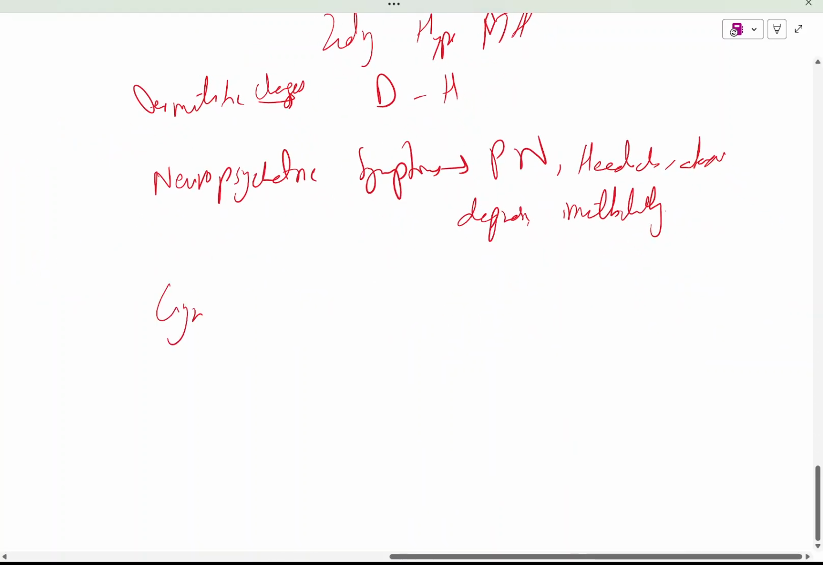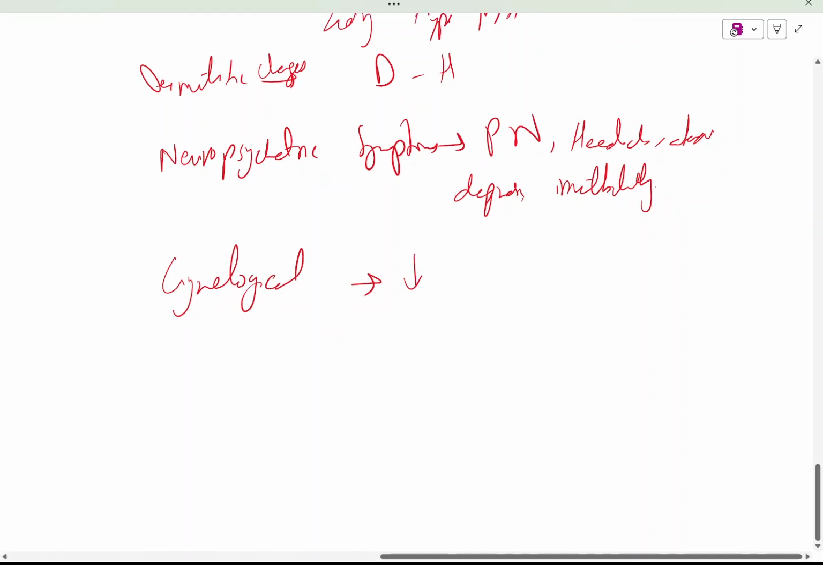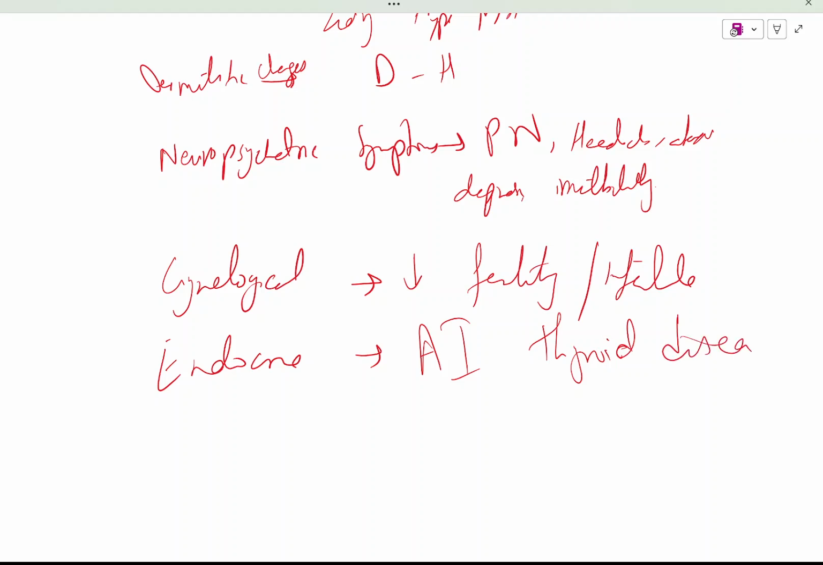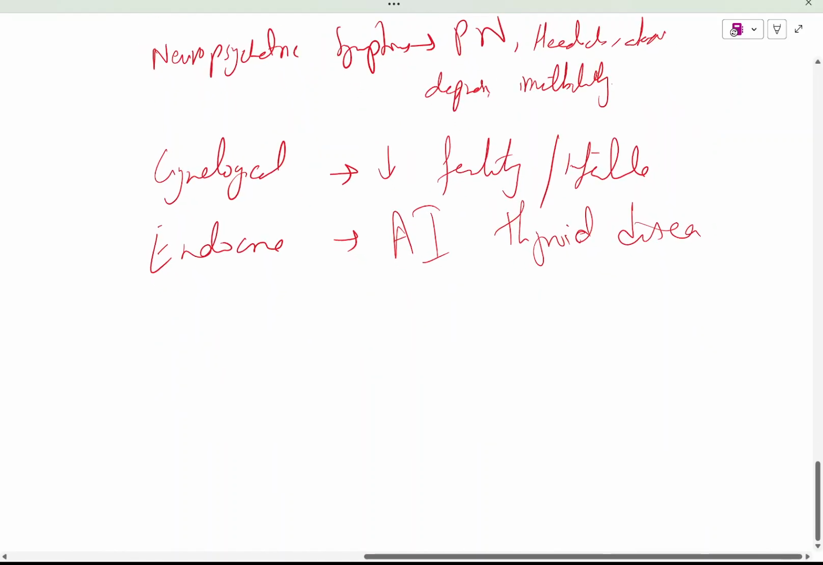So what are the gynecological manifestations or associations? Reduced fertility, or such patients can also be infertile. So what endocrinal changes take place in celiac disease? There will be autoimmune thyroid disease. There is already an autoimmune disease running. So the next one is autoimmune thyroid disease, type 1 diabetes mellitus.